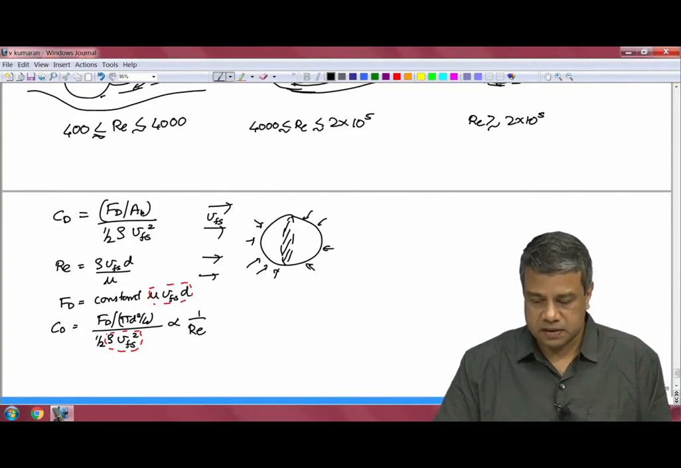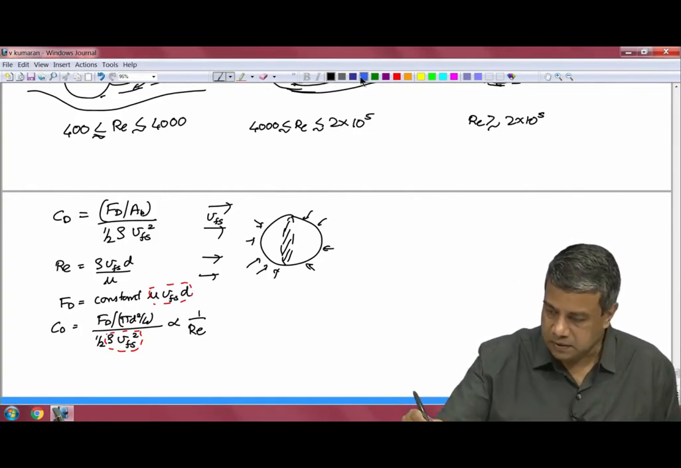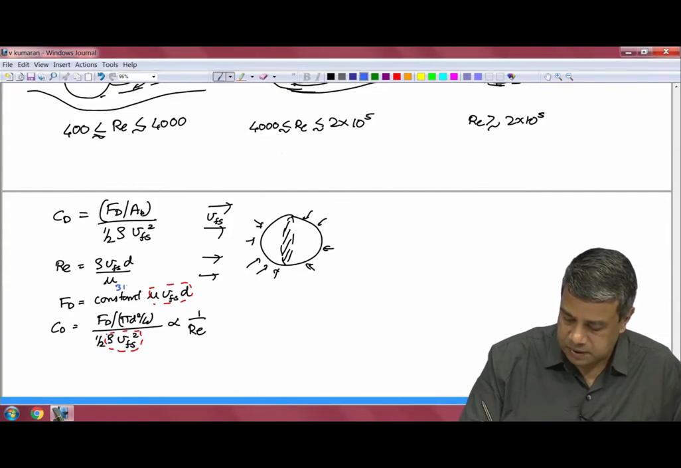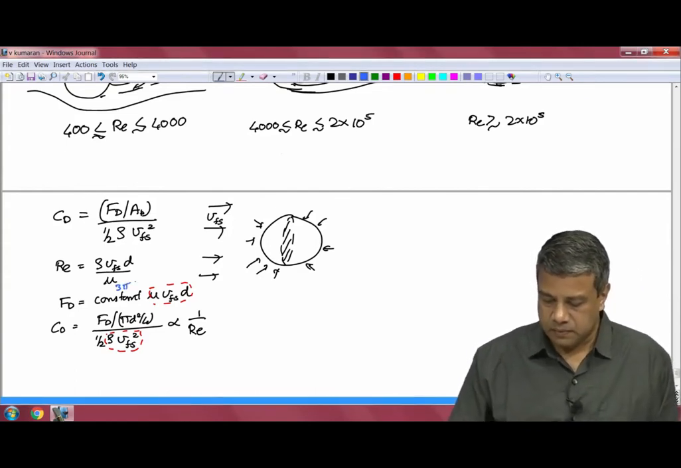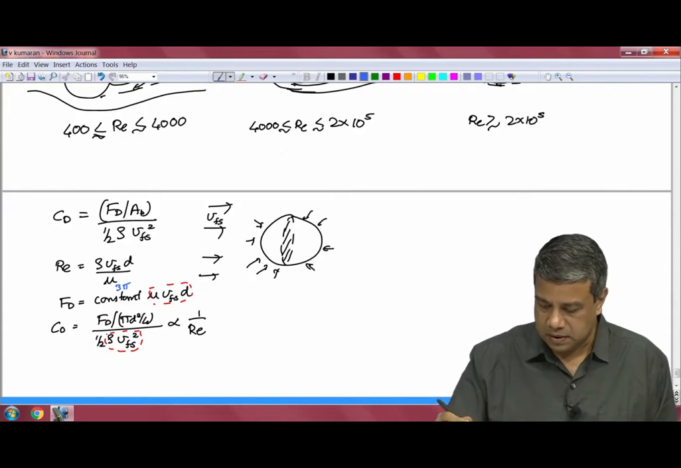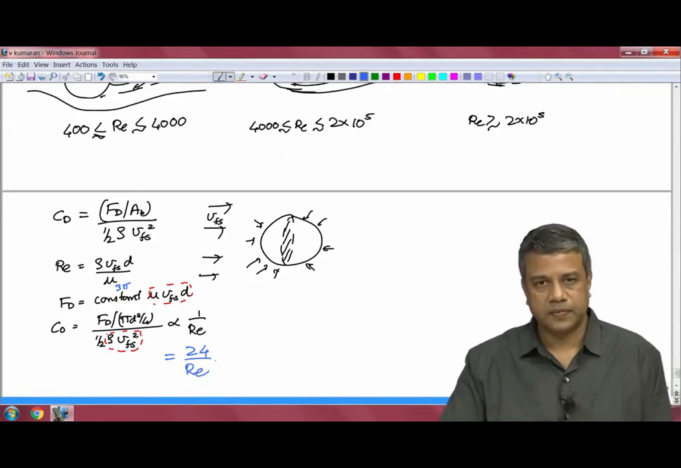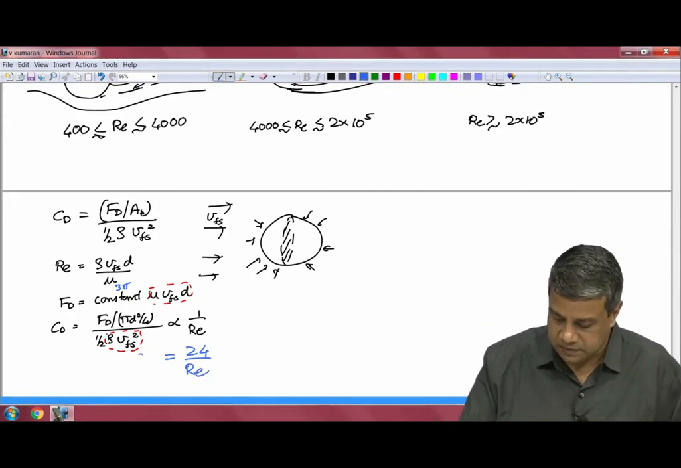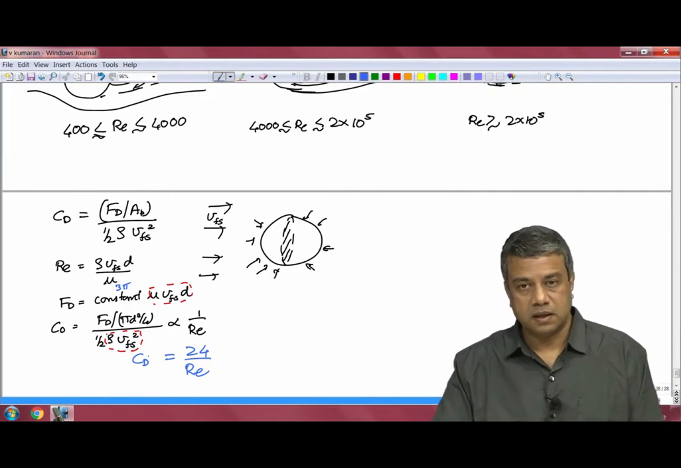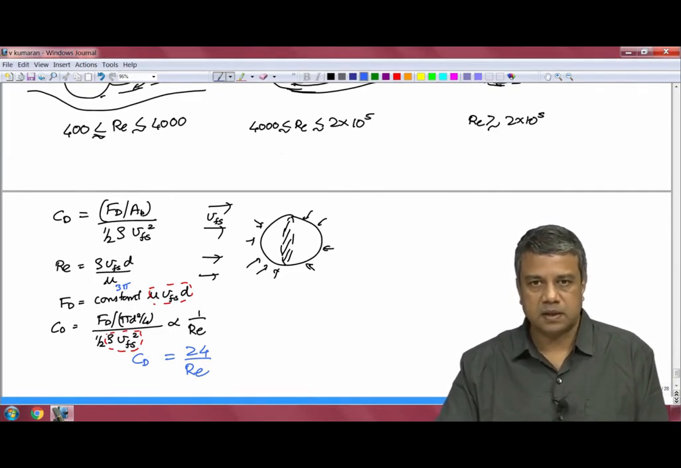For the particular case of a sphere, if you recall, we said that this constant was 3 pi. If you put this constant in here, the exact value for a spherical particle is 24 by Re, CD for a spherical particle in a laminar flow, viscous limit, where inertial forces are not important.